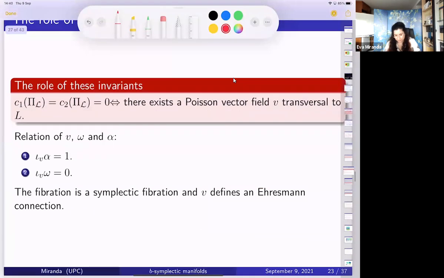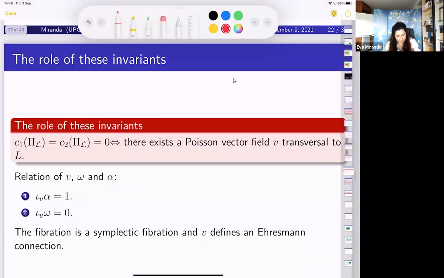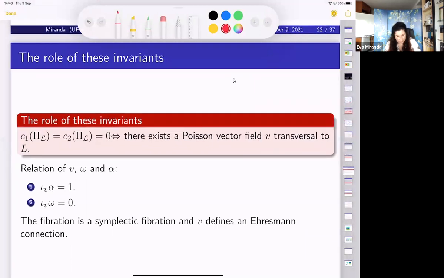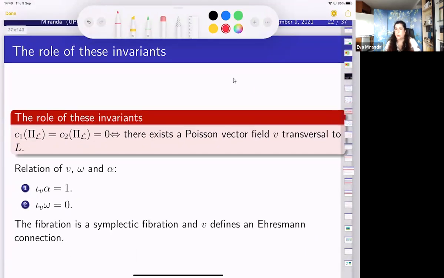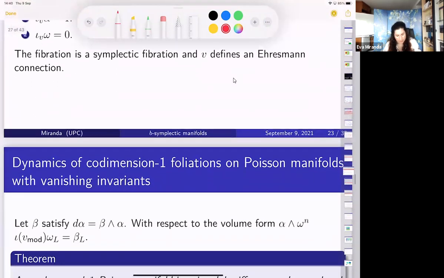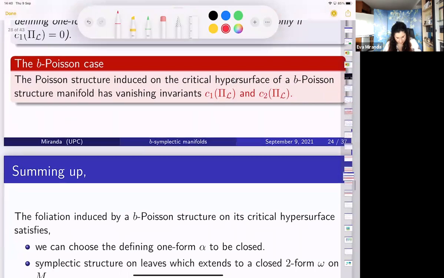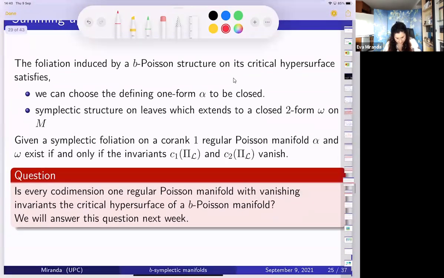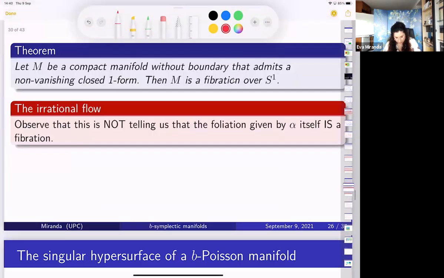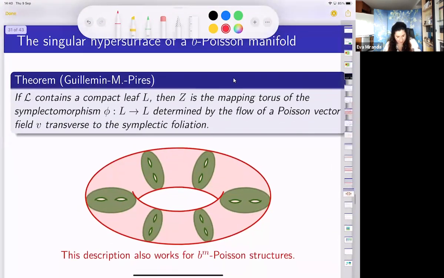But I think that the important thing is that the condition that this Poisson vector field is transverse to the foliation, you can write it down as a cohomological condition. And that's funny. Well, you don't need this, but it's funny because it's related to foliated cohomology. I'm going to skip it. This is related to a theorem of Tischler, but what's important is this theorem.